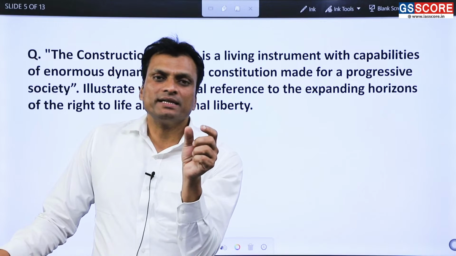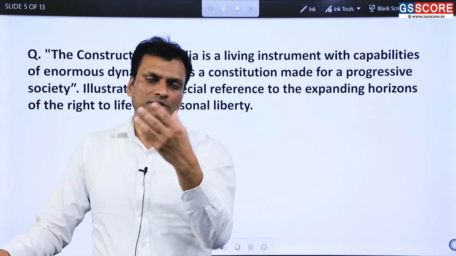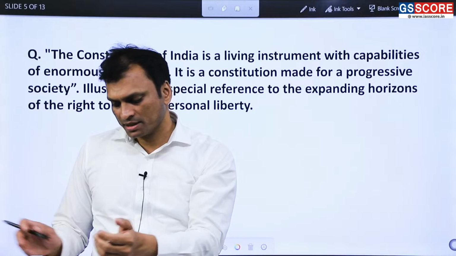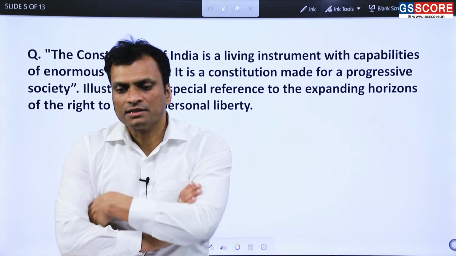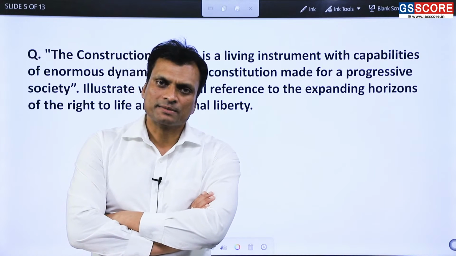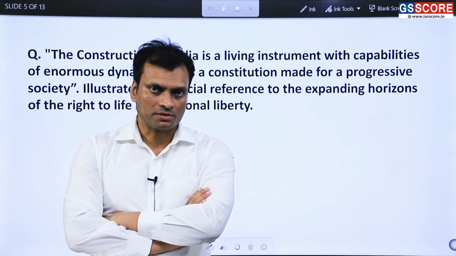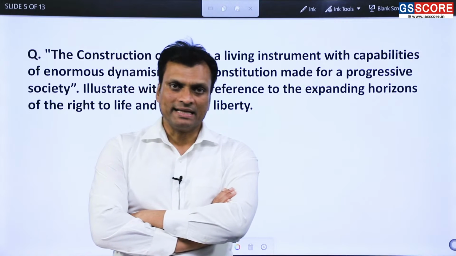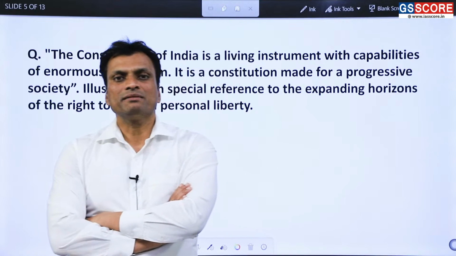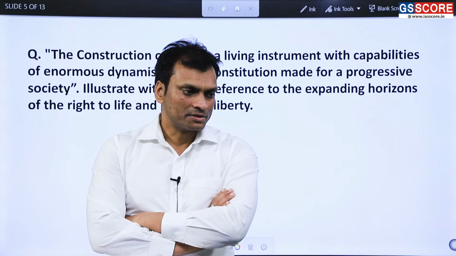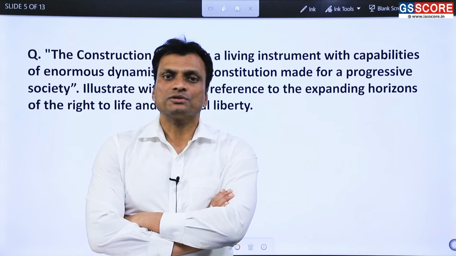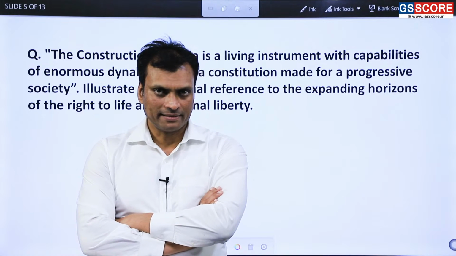You can also write in the introduction, like I am creating a new introduction, that a constitution as a living instrument means it should live up to the expectations of every generation, and therefore amending the constitution or changing the meaning of the constitution is required from time to time to make the constitution relevant for the society.